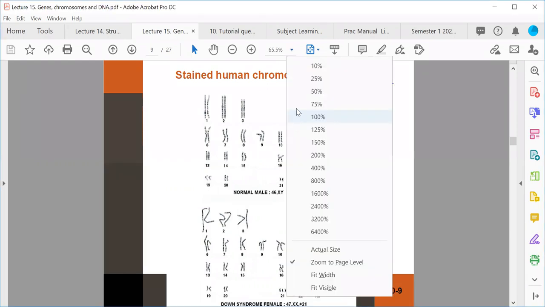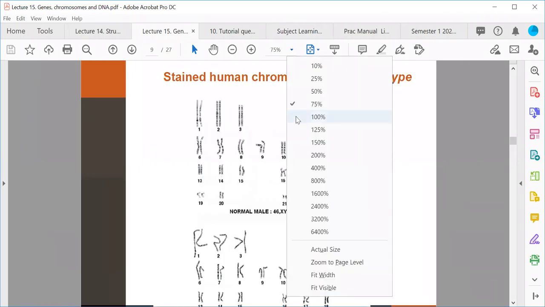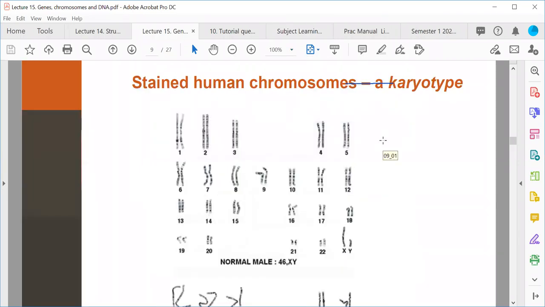Let me just enlarge this a little bit more. Okay, that's better. All right, so let's start here. We've got a karyotype from a male human, and we can see the total number of chromosomes in the nucleus of a cell from a male human is 46 chromosomes, 46 in total. That 46 consists of 22 pairs of chromosomes plus 2 additional chromosomes.